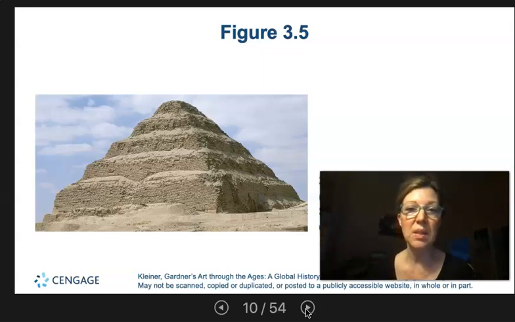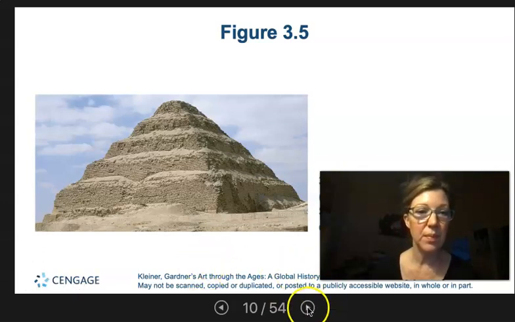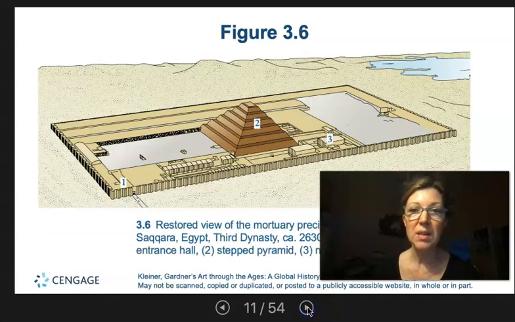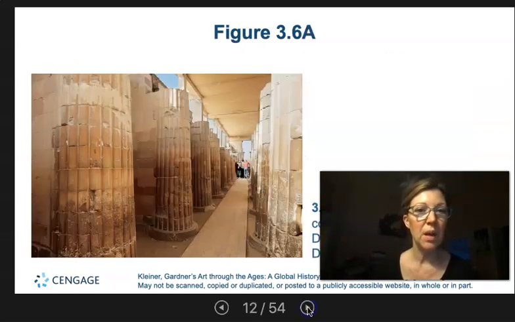The step pyramid was a single structure and symmetrical in design. So we see that it kind of resembles the ziggurat from the last lecture and the last time period of Sumer, but it's not the same in purpose. This is not a temple. Okay, here we see the same pyramid as part of a much larger complex, but still a single structure. Here we know the artist again, Imhotep.